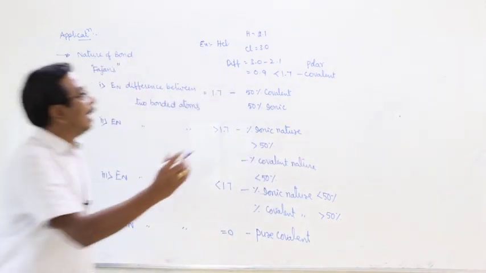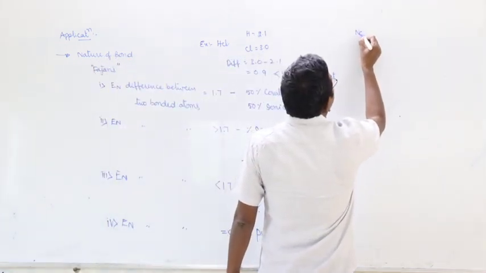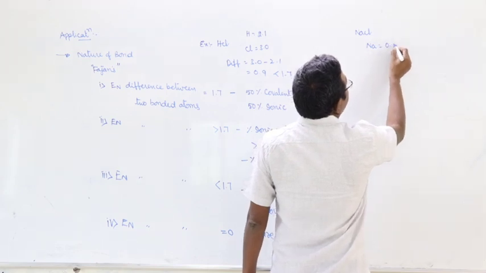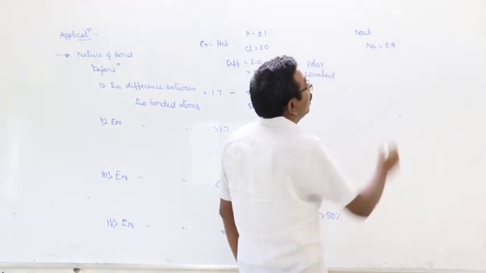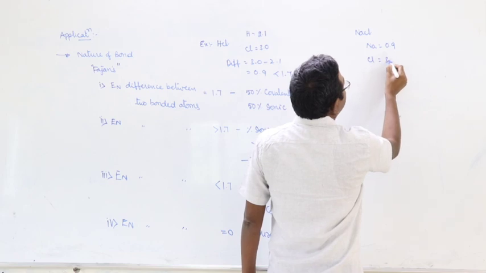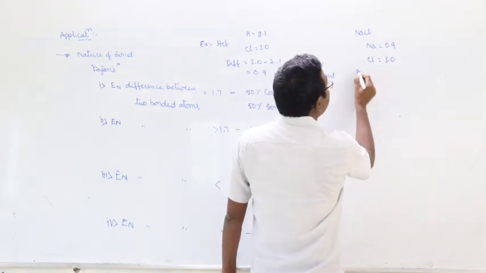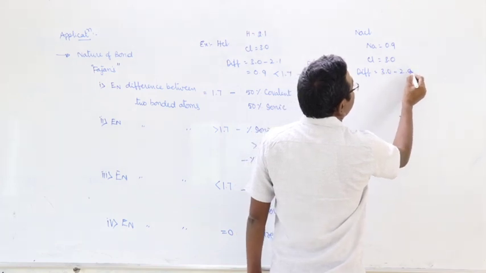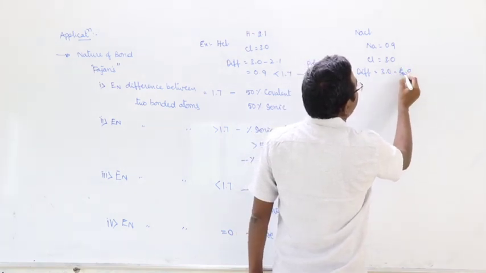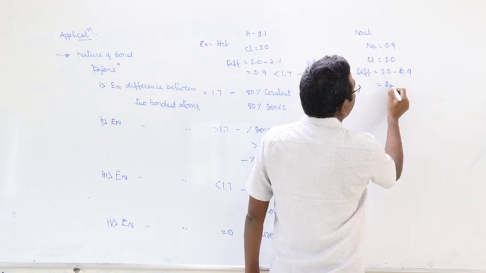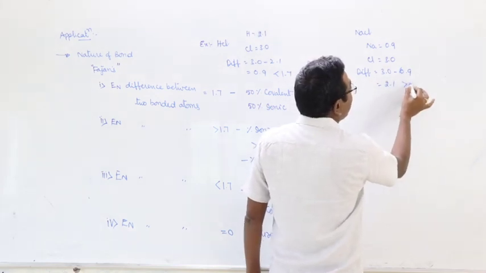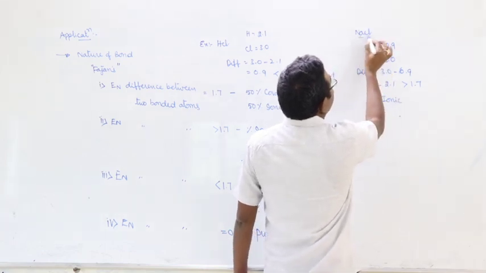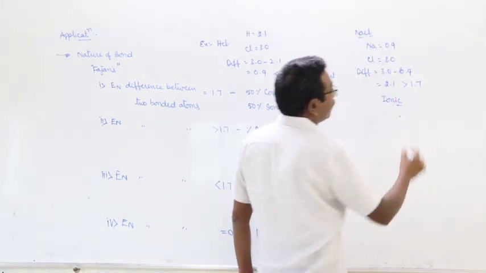Another example. Sodium chloride. Sodium electronegativity 0.9. Chlorine electronegativity 3. The electronegativity difference between the two bonded atoms is equal to 3 minus 0.9, that is equal to 2.1. This is greater than 1.7. Therefore, the bond present between sodium and chlorine is ionic.